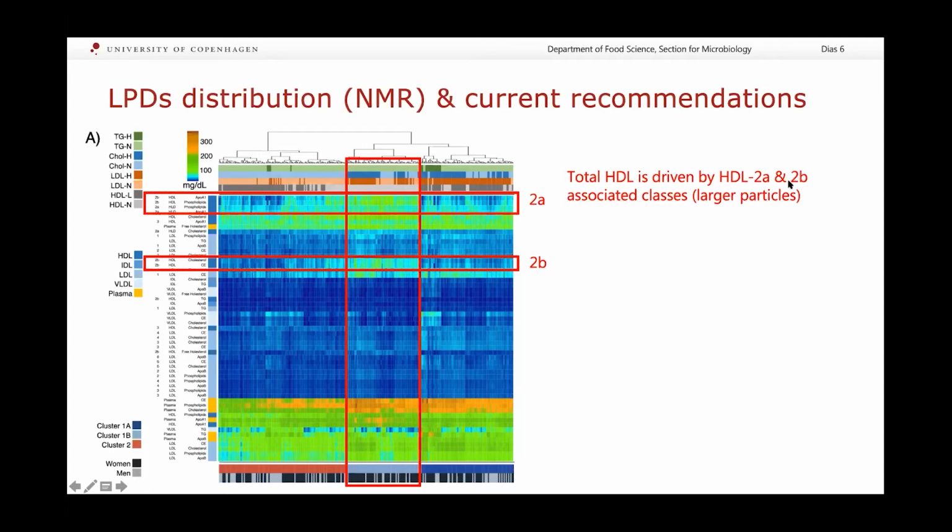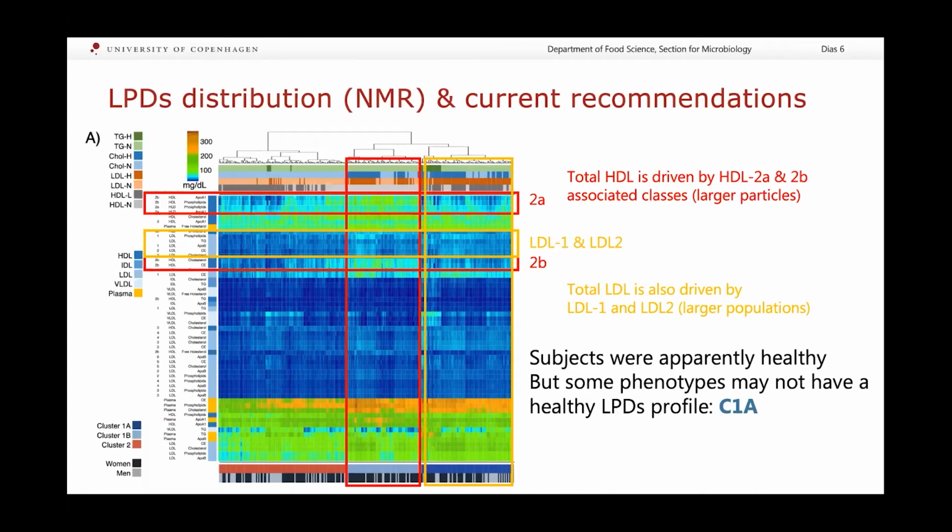Within the last probably 20 years, there are not too many studies that have actually looked at it, but at least the 2 or 3 that we can see there have associated the higher concentration of 2A and 2B with less risk of developing cardiovascular diseases. And if we look at the right part of this heat map, then we have individuals that have a high concentration of total cholesterol and LDL in their plasma. And this is also driven by larger populations of subclasses of LDL1 and LDL2, for example.